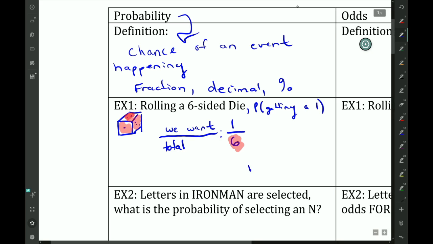Say you wanted the probability of getting an even number. Well, how many numbers are even? You have 2, 4, and 6 on a die, so that's 3. And over the total numbers, 1, 2, 3, 4, 5, and 6, it's 3 over 6, 1/2. You probably knew that already.